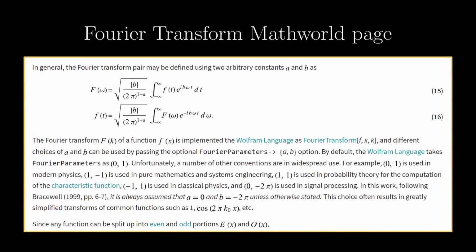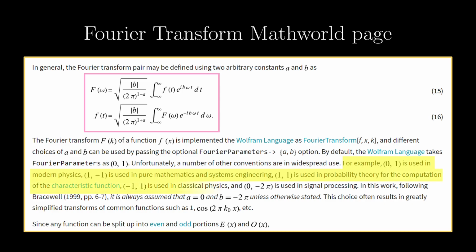One good example is the Fourier transform. Don't worry if you don't know about that. The point is that we have this pair of definitions with a and b being some constants. But for different fields, different pairs of a's and b's are used. For example, 0, 1 is used in modern physics, 1, -1 is used in pure math and systems engineering, 1, 1 is used in probability theory, -1, 1 is used in classical physics, and 0, -2 pi is used in signal processing. The thing is, in all these different conventions, there are advantages and disadvantages.